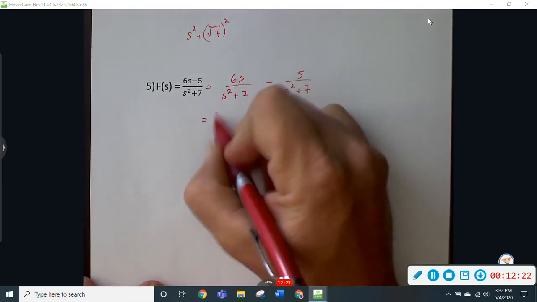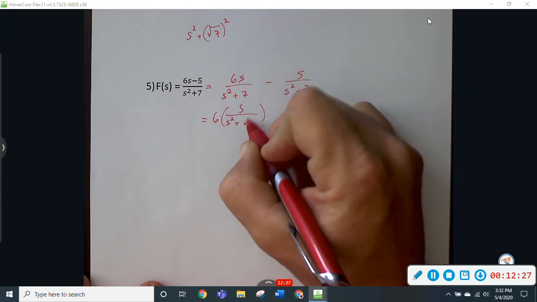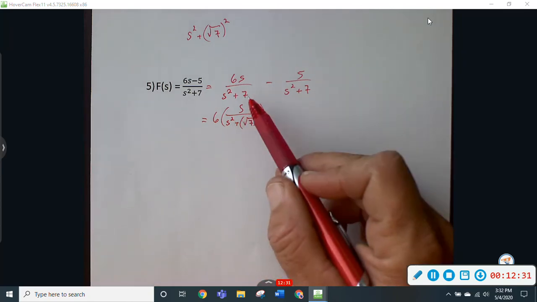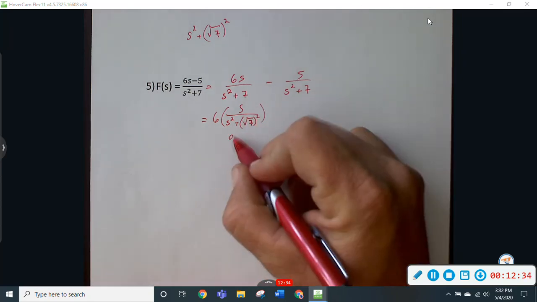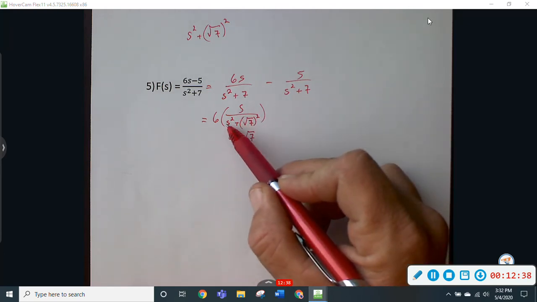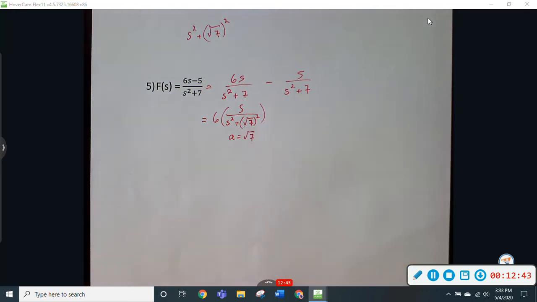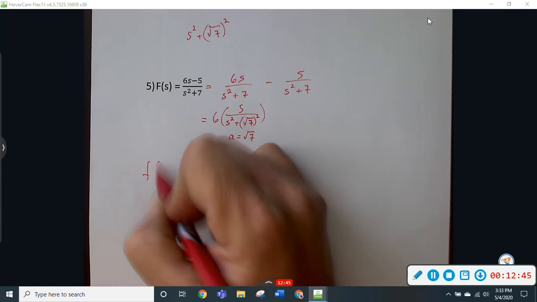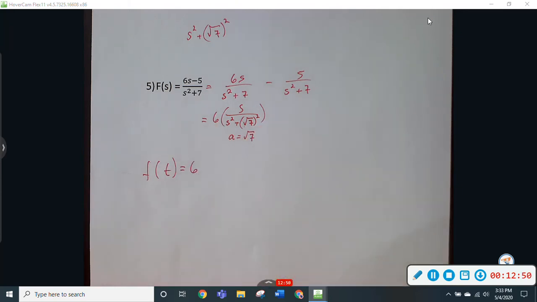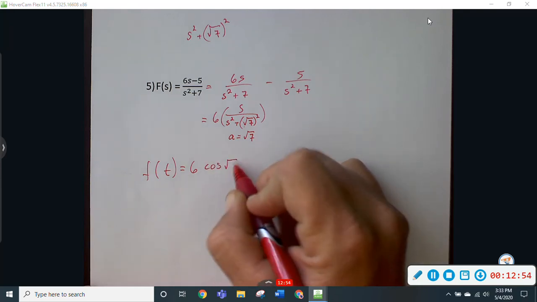If I write this as 6 on the front, I'm going to write this as s squared plus the square root of 7 squared. So this would match with cosine, where a is the square root of 7. Again, you have your variable on top, something squared. Even though 7 is not a perfect square, you can write it as the square root of 7 squared. And so our new Laplace transform, f of t, would equal 6 is the coefficient in front that carries through, and as you said, it's cosine, square root 7t.